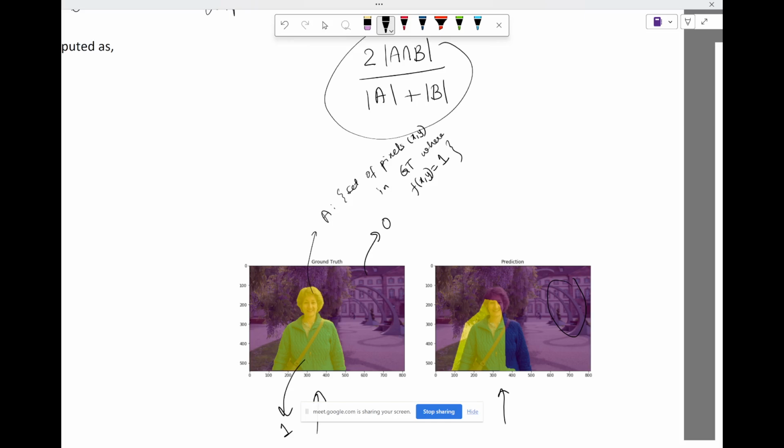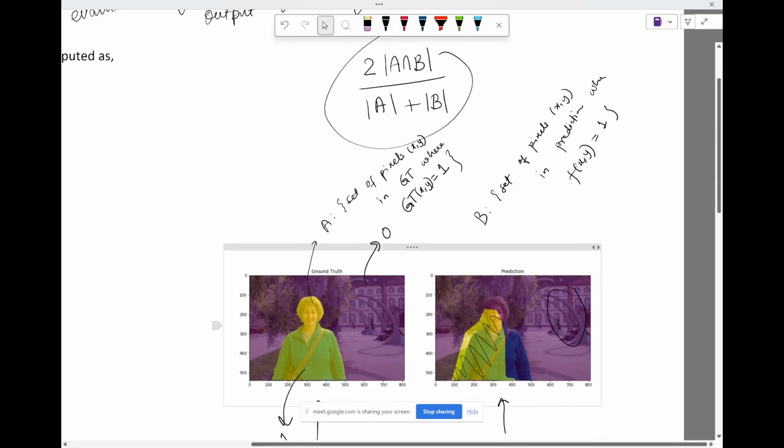So I should not say f of x,y, because ground truth is not coming from your model, let me just say gt of x,y. GT is ground truth, and B is the set of pixels x comma y in prediction where f of x,y is equal to 1. Okay, so those pixels where the model has predicted that the person is there, that is this region, all these pixels.